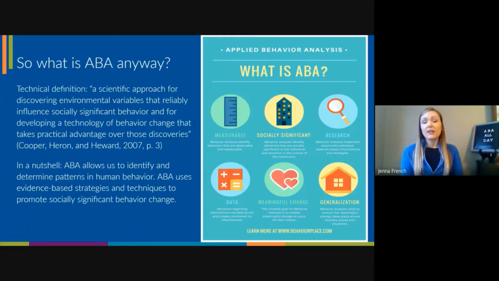Socially significant. The other piece in behavior change is that it needs to be meaningful. It needs to be socially significant for that individual, for their family, their caregivers. And I thought that this was a really interesting shift in psychology. My undergraduate degree is in psychology.